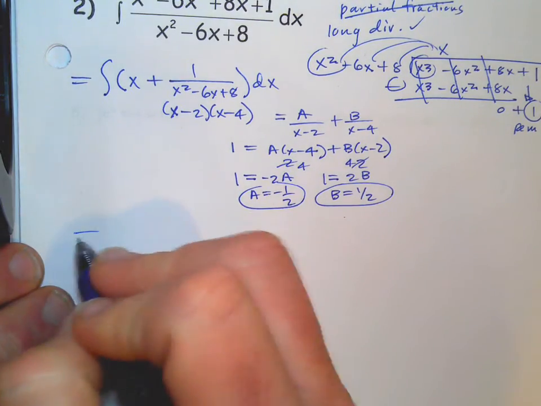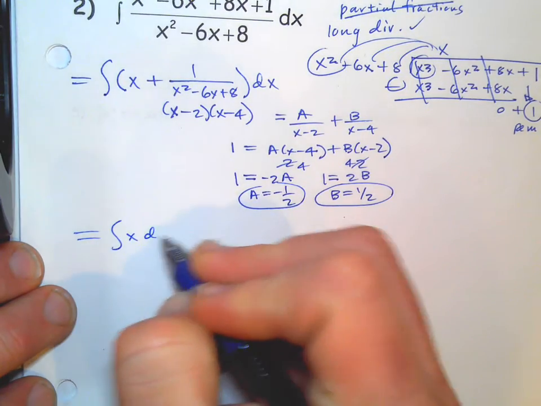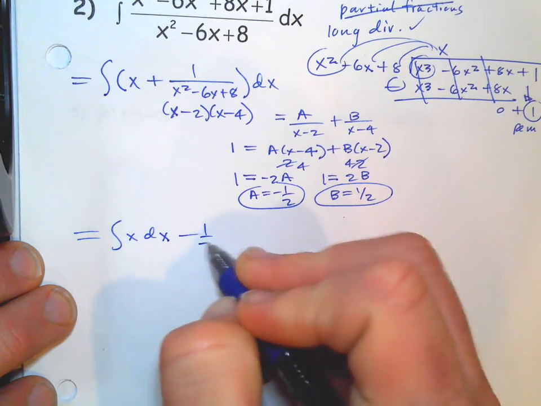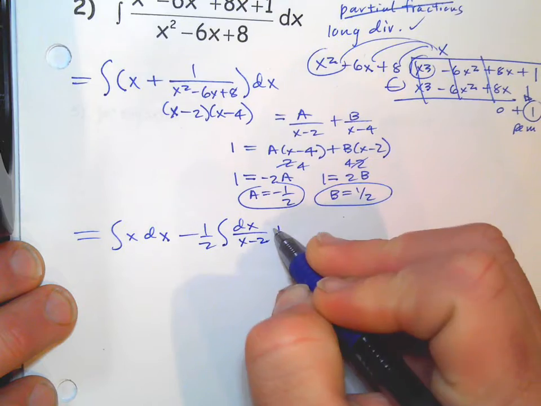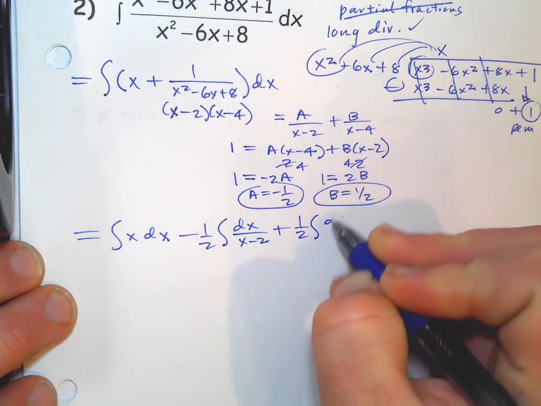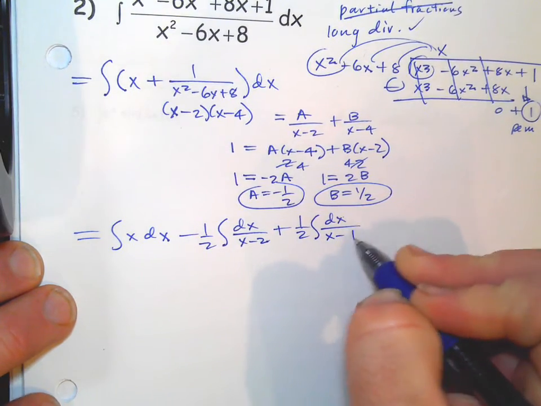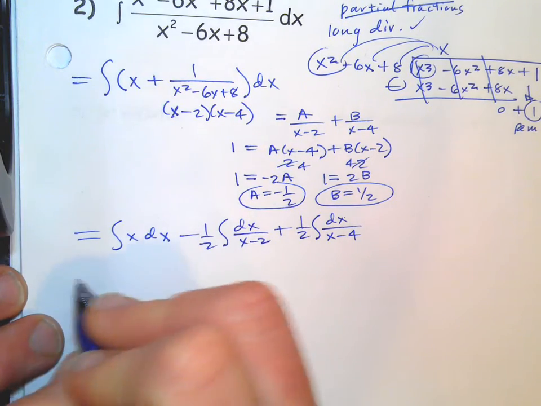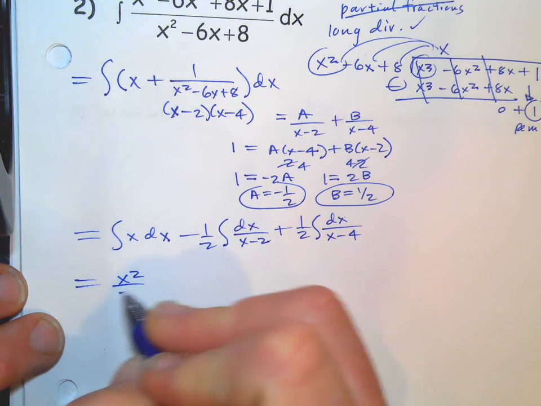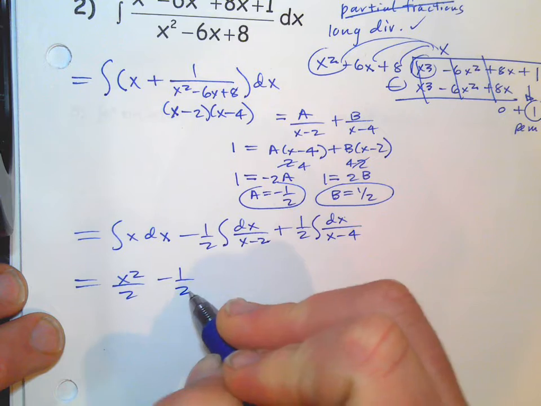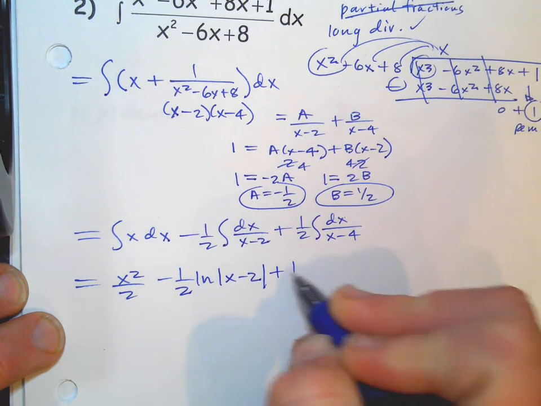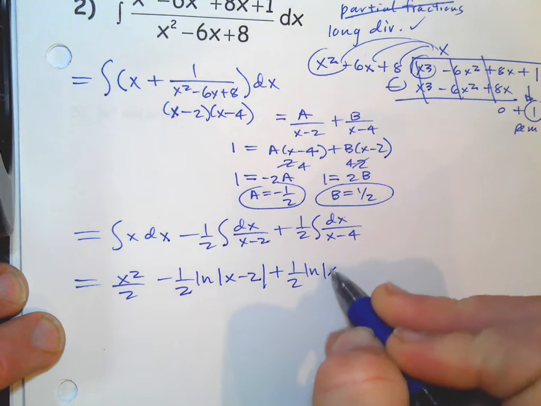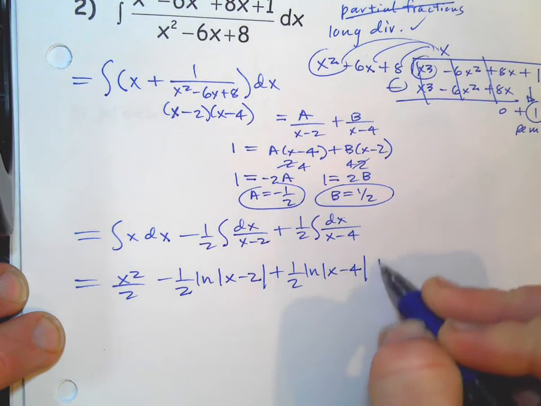I'm going to rewrite it. I'm going to break this up: x dx minus 1/2 dx over x minus 2 plus 1/2 dx over x minus 4. I'm going to integrate each one. x squared over 2 minus 1/2 natural log of the absolute value of x minus 2 plus 1/2 natural log of the absolute value of x minus 4 plus c.